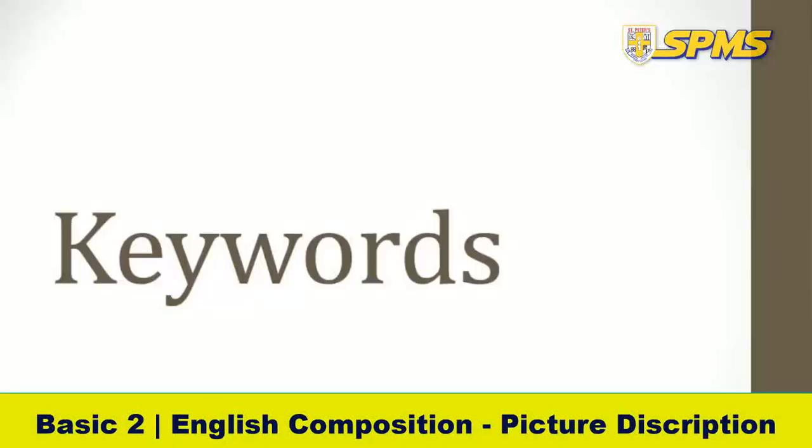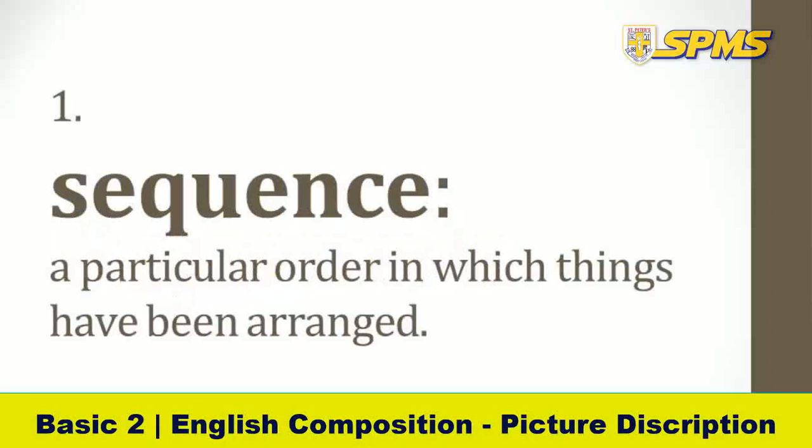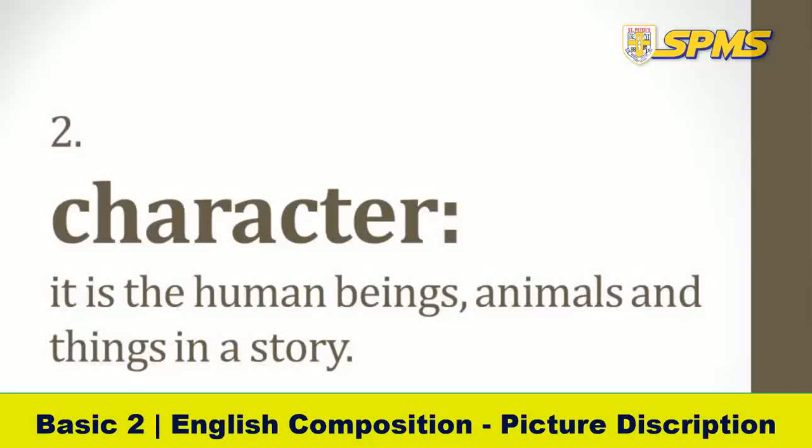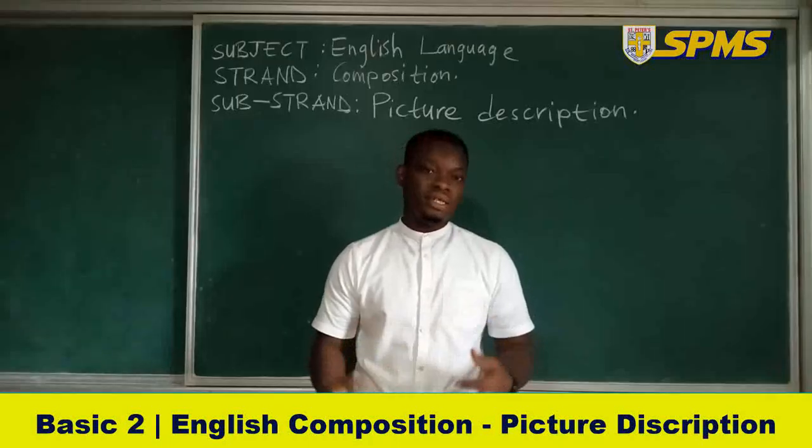Let's look at our keywords for today. The first keyword that we have is sequence. What does sequence mean? It means a particular order in which things have been arranged. The second keyword is character. It is the human beings, animals, and things in a story. Every story that we read or hear talks about human beings, trees, things in general, and even animals. That is what character in a story means.